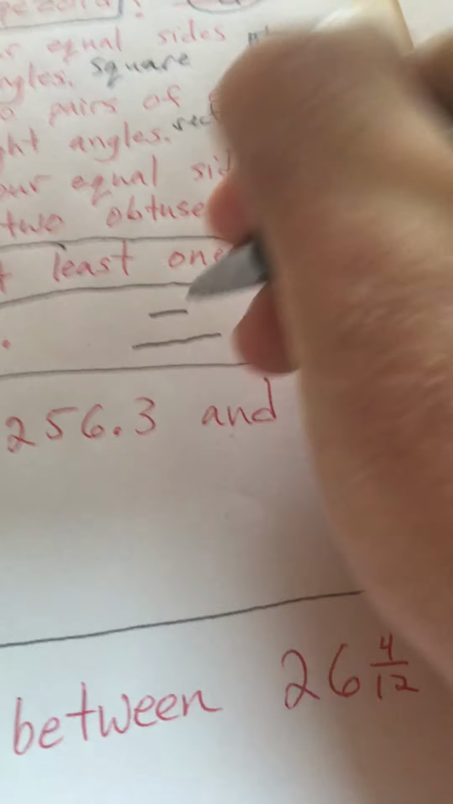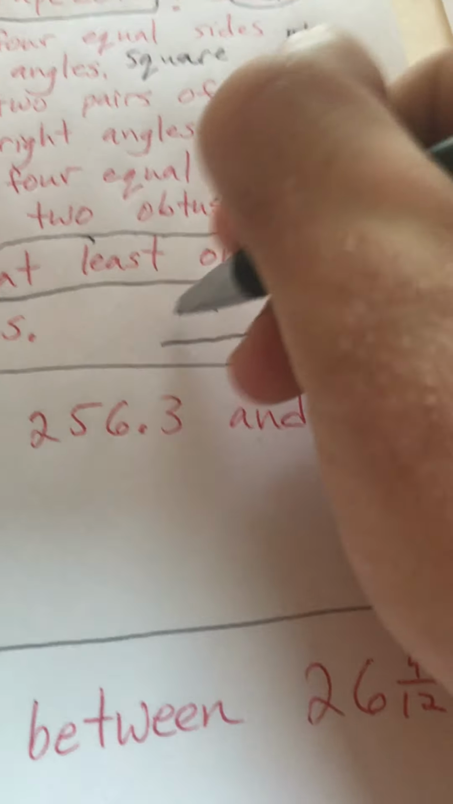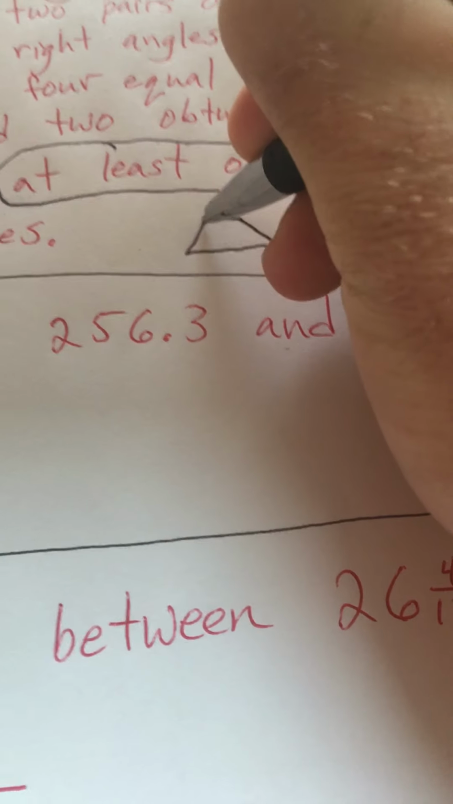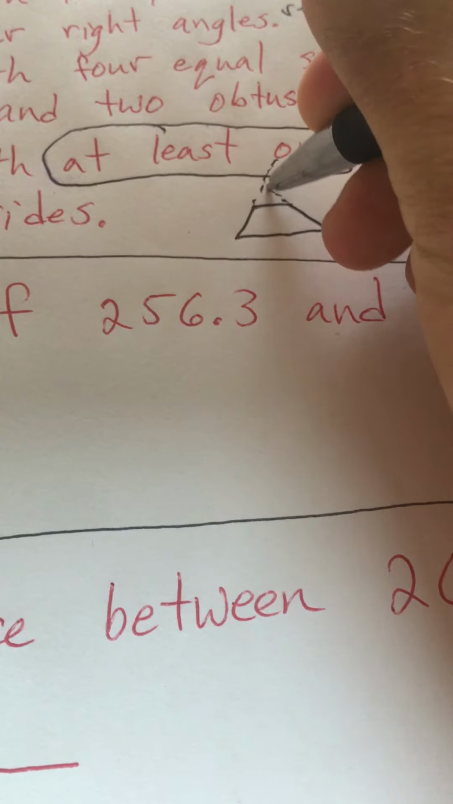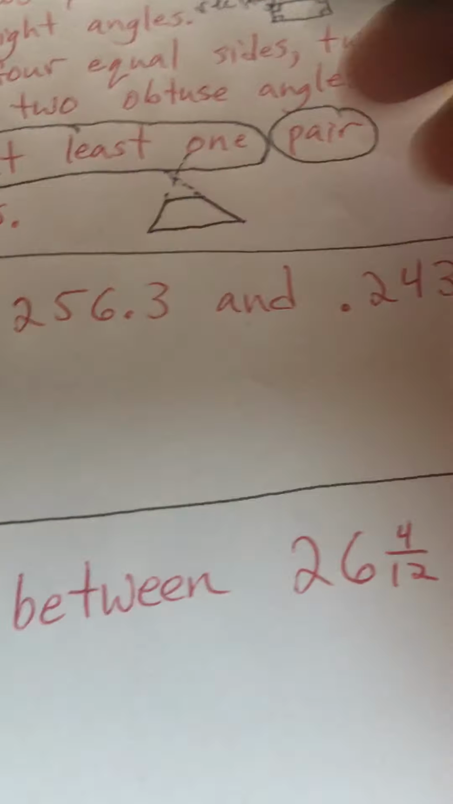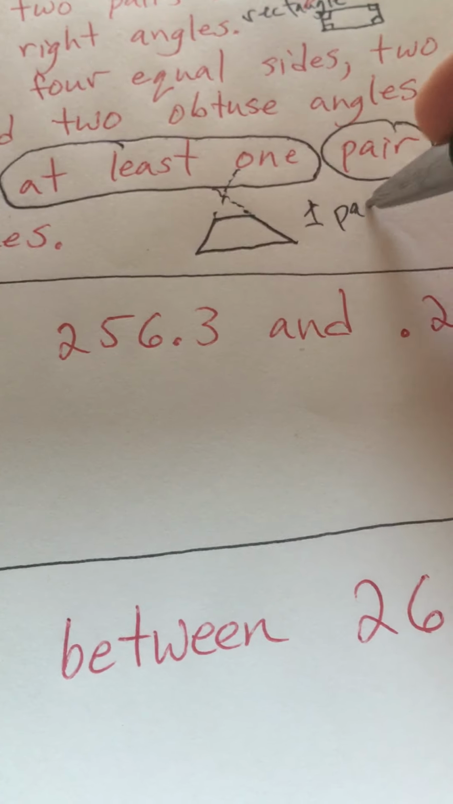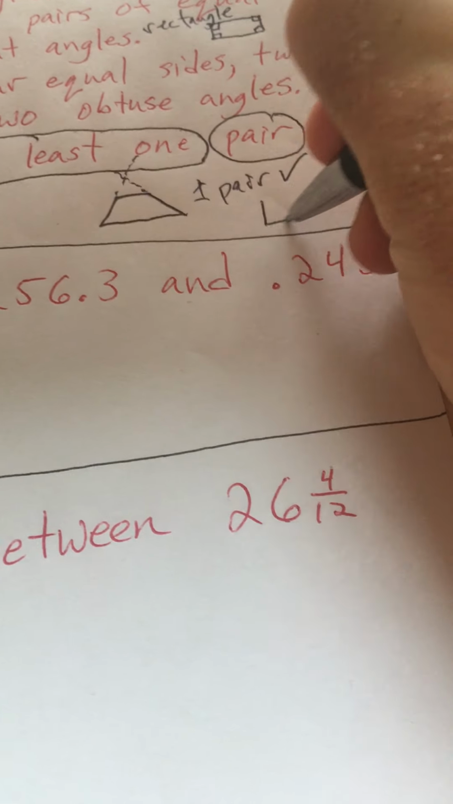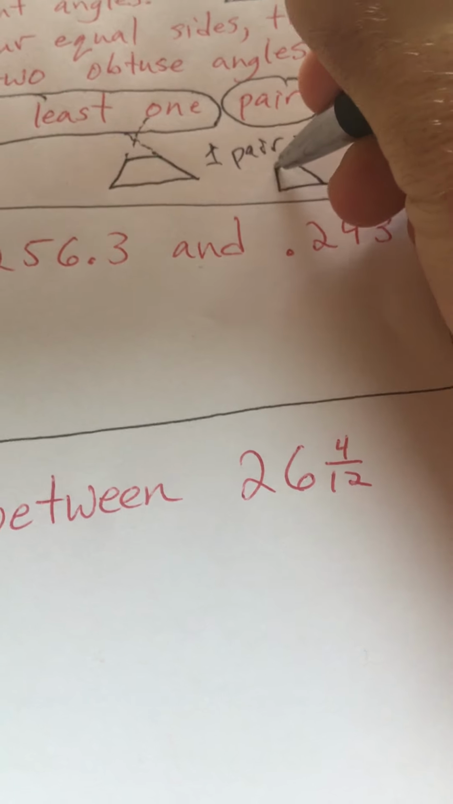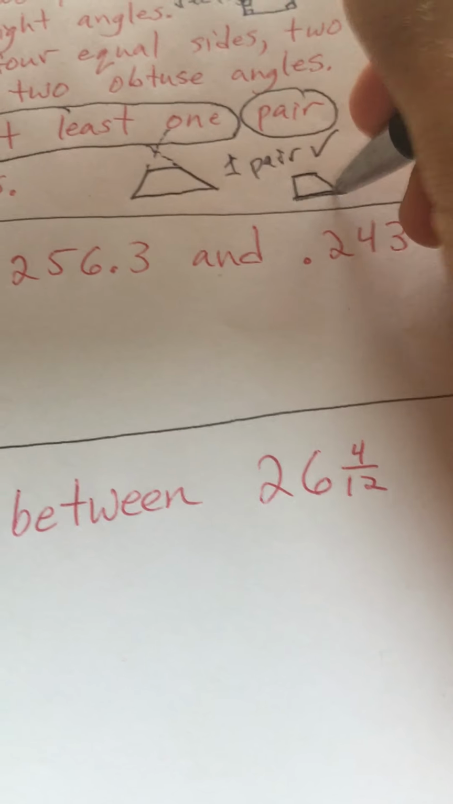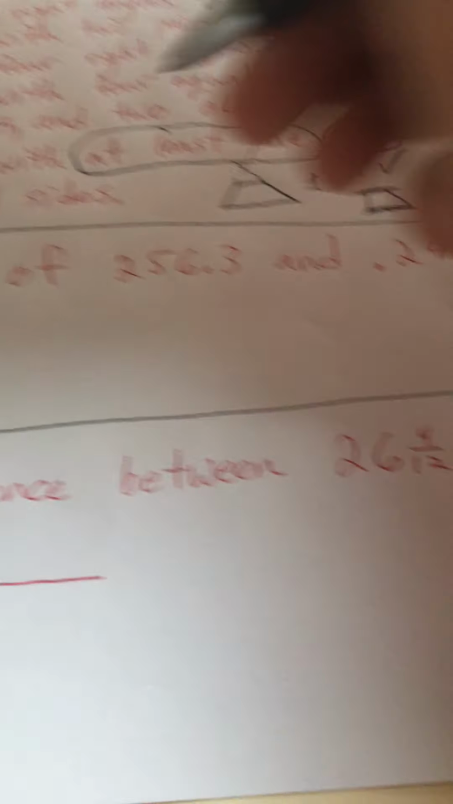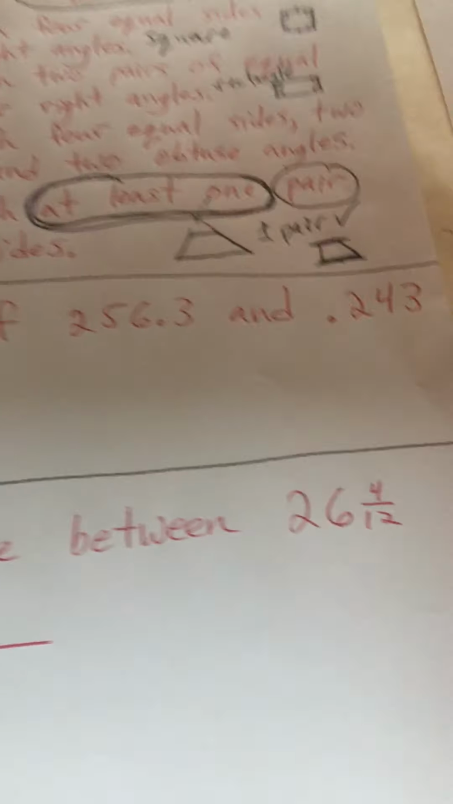So it can have 1 pair of parallel sides. Those 2 are parallel. They'll never ever cross each other. But these 2 are not parallel, because if you were to extend this line this way and this line this way, they would eventually cross. So this one has 1 pair of parallel sides, so it is a trapezoid. Okay, if you look at it like this, right, this one still, just this pair are parallel, so that has 1 pair of parallel sides. But remember from the other day, it has to have at least 1 pair of parallel sides.